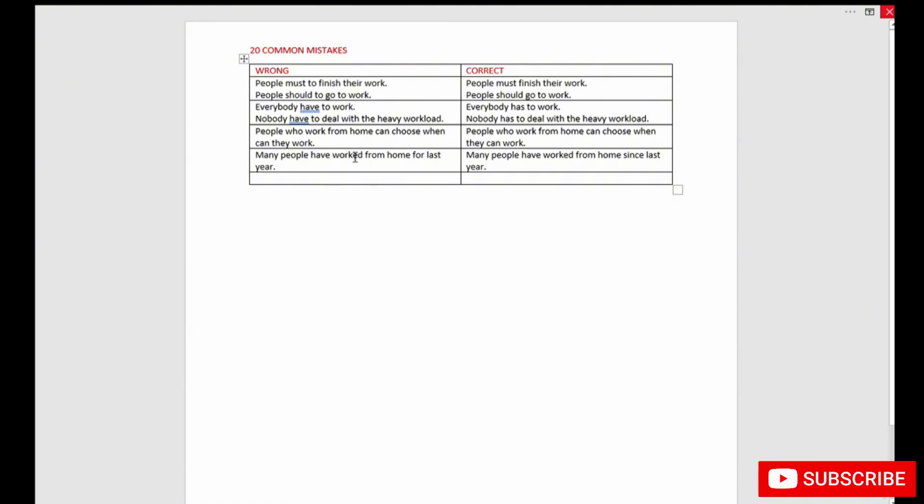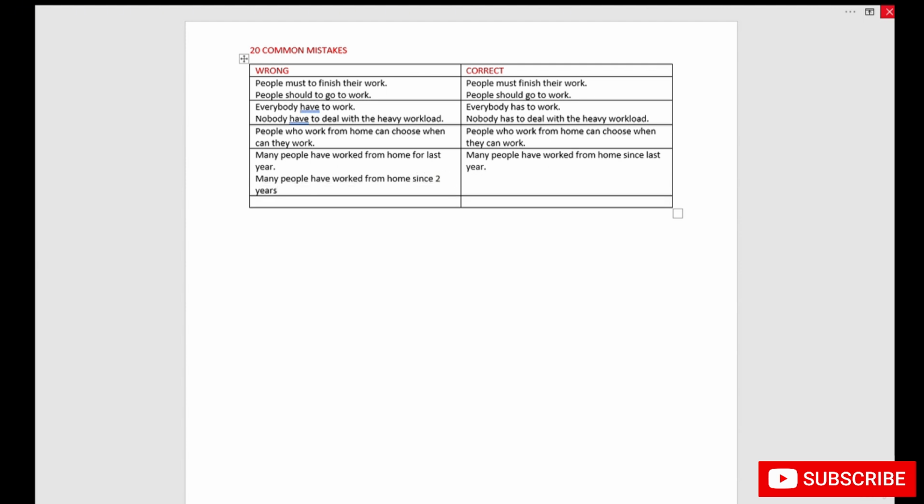Now, also we can look at it this way. Many people have worked from home since 2 years. Now this would be wrong because I'm talking about duration. So the correct version would be many people have worked from home for 2 years. So be careful when you are using for and when you are using since.